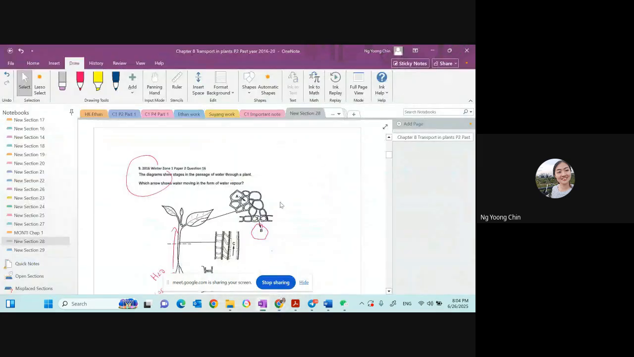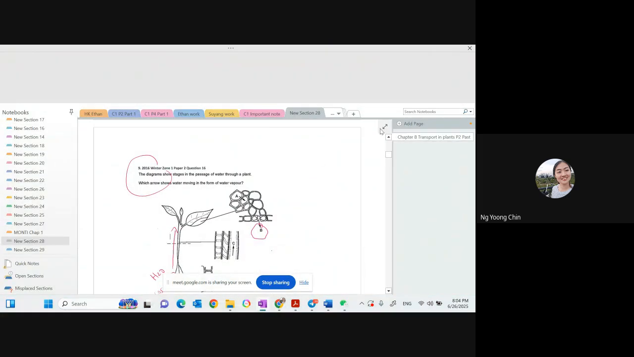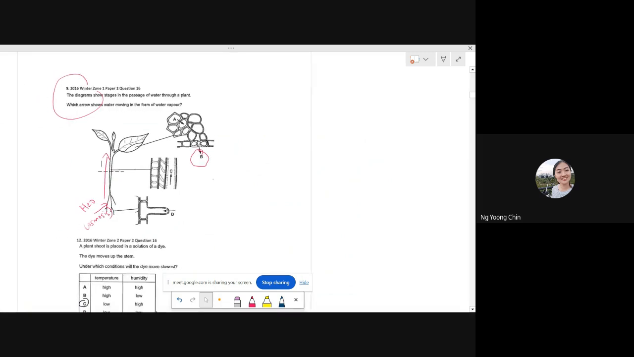Okay. So now I'm discussing your homework for chapter 8. Yeah, for this one. You can see this one. The answer is B. This one, okay. They ask about which arrow shows the water moving in the form of water vapor.